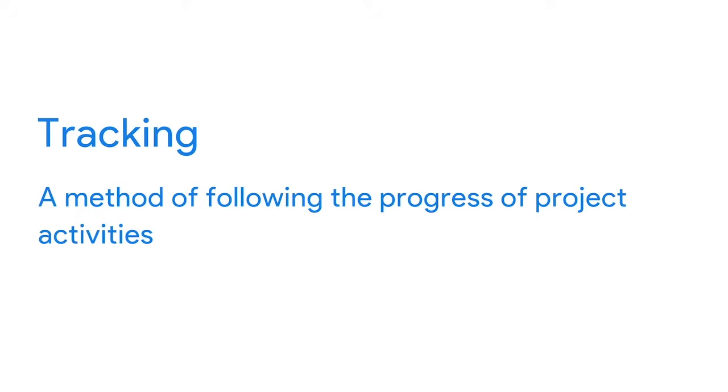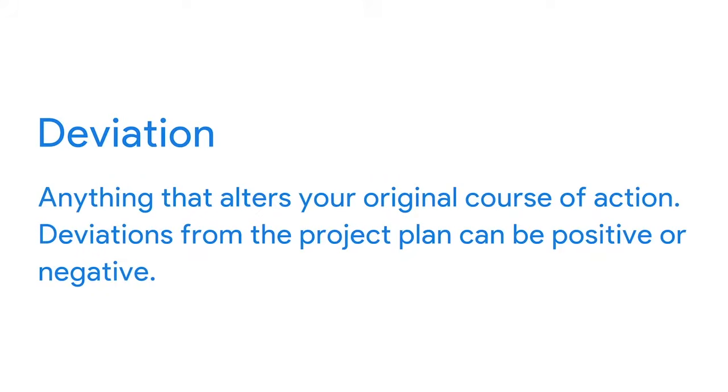Tracking, by definition, is a method of following the progress of a project's activities. Measuring project performance regularly to identify deviations from the project plan can help ensure that the project stays on track. A deviation is anything that alters your original course of action. Deviations from the project plan can be positive or negative. Are you ahead of schedule because a technical problem is less complex than you estimated? Thumbs up. Did a natural disaster shut down your testing team? Big thumbs down. Both of these are examples of deviations. They're also examples of why tracking is such a crucial part of your role during the project execution phase.